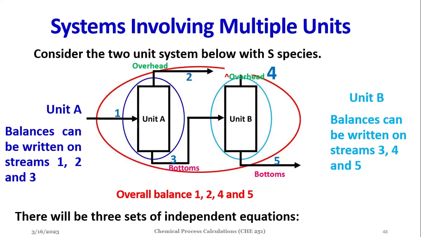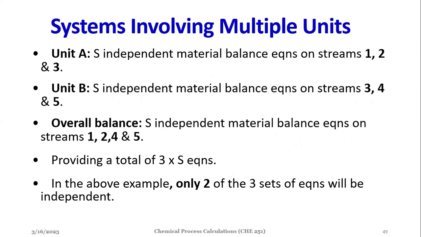And I can also do the overall. So if I'm doing the overall, I'm going to consider all the feeds and all the outlets. But I'm not going to include the ones that are joining the units to each other. So something that is coming from unit A to unit B will not be considered. So in that case, it's just going to be stream 1, stream 2, stream 4, and stream 5. So I think we already spoke about this. So for unit A, we are doing the balance on stream 1, 2, and 3. For unit B, we are doing the balance on these ones.